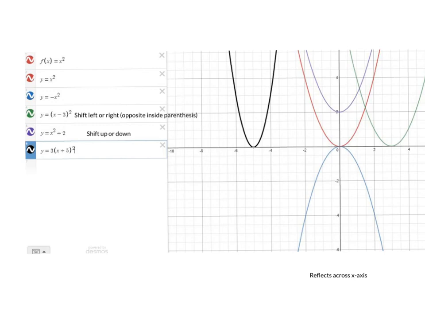All right, so that's a look at transformations. I know it's a lot. You're going to have some problems to practice today in your assignment. Use those videos to help as we work with transformations.